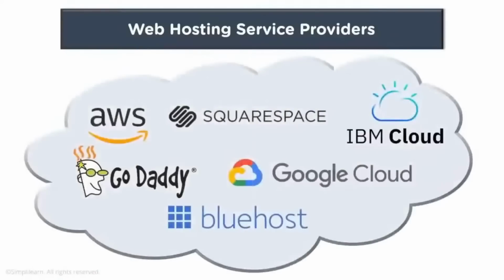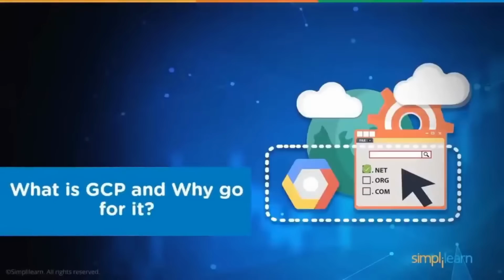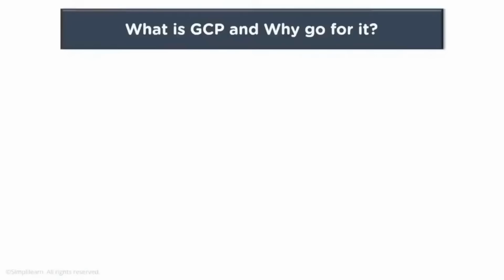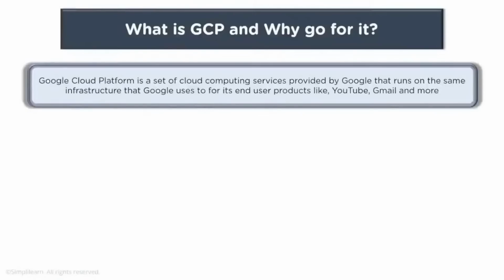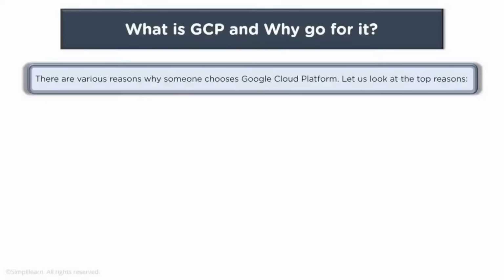You have AWS, Squarespace, IBM Cloud, GoDaddy, Bluehost, and Google Cloud. So what is GCP and why go for it? GCP, or Google Cloud Platform, is a set of cloud computing services provided by Google that runs on the same infrastructure that Google uses for its end user products like YouTube, Gmail, and much more. There are various reasons why anyone would choose it for their use cases.